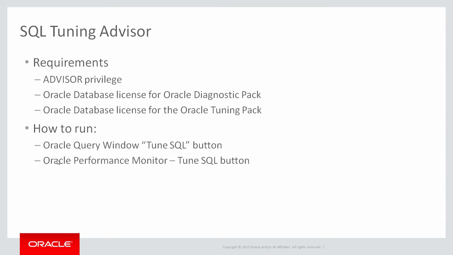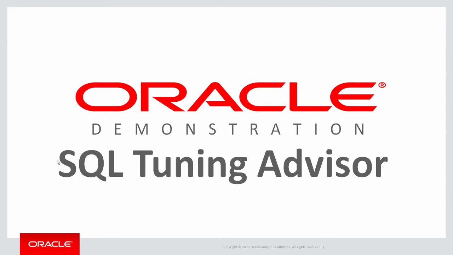So the SQL Tuning Advisor has a few requirements. First of all, you do need to have the advisor privilege. You also need to have the Oracle database license for the Oracle Diagnostic Pack and the Oracle Tuning Pack. You run it by going into the query window and pressing the Tune SQL button. Or if you're using Oracle Performance Monitor, you press the Tune SQL button there.